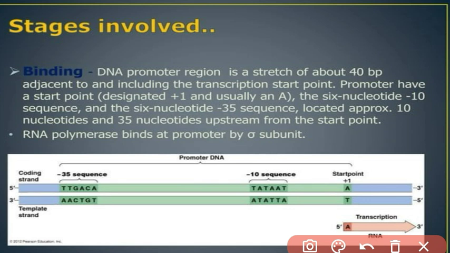Nucleotides preceding the initiation site are given negative numbers and they are designated as upstream sequences. Conversely, the nucleotides following the initiation site are designated as downstream sequences, or they are given positive numbering. It means that the nucleotides which are present preceding this start point are given negative numbers, and these are called upstream sequences, whereas the nucleotides which are following this initiation site are given positive numbers and called downstream sequences.